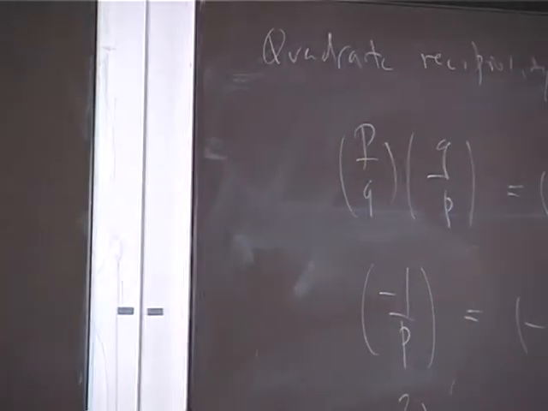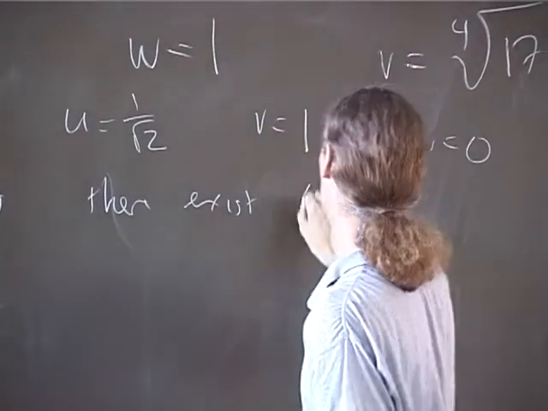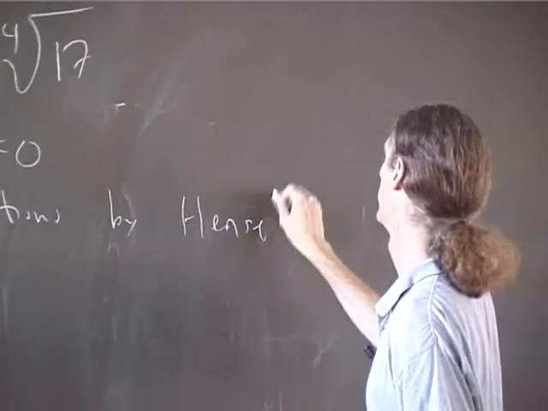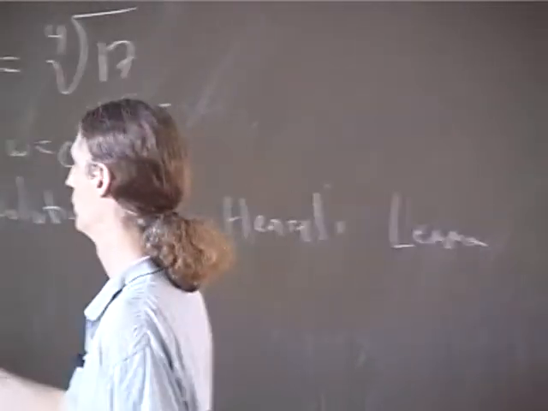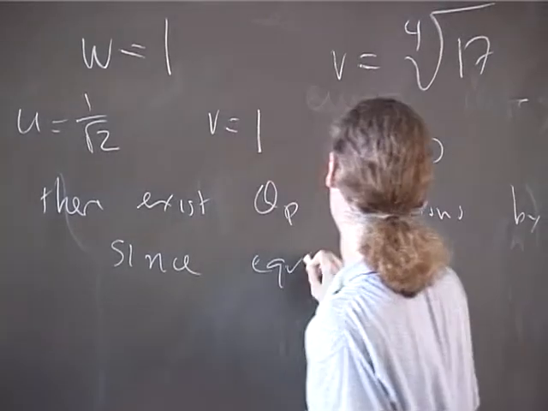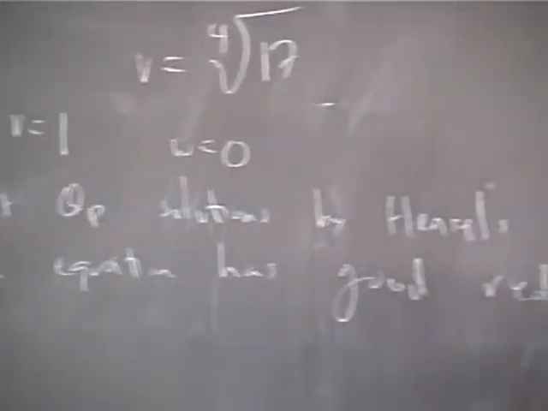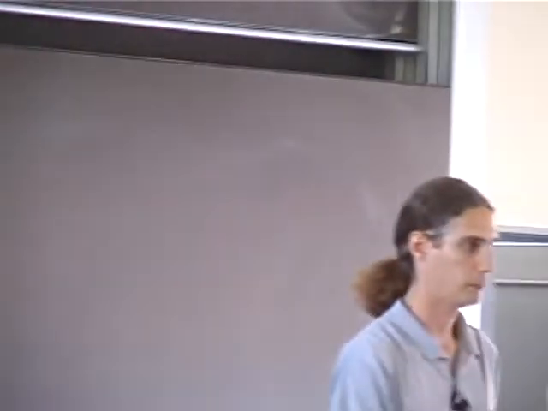And so, there's some general theory. So there exist Q_p solutions by Hensel's lemma. And this is, in fact, always the case. So that means that there are only finitely many primes where you need to work. And for all the rest of the primes, you can just invoke some machinery to get the existence of solutions.